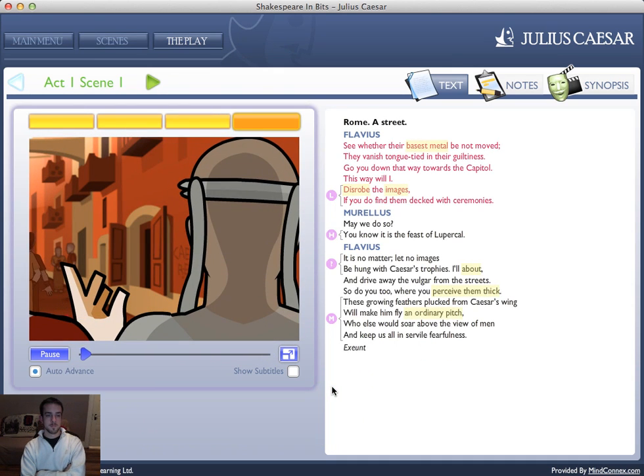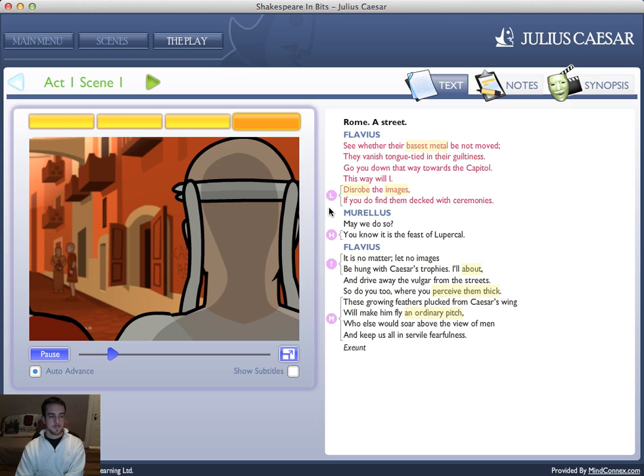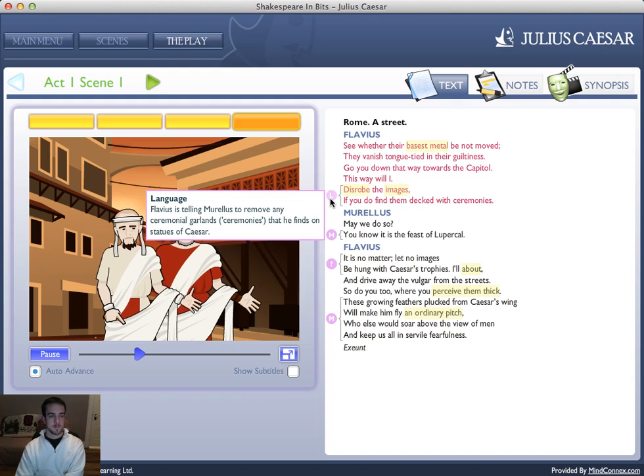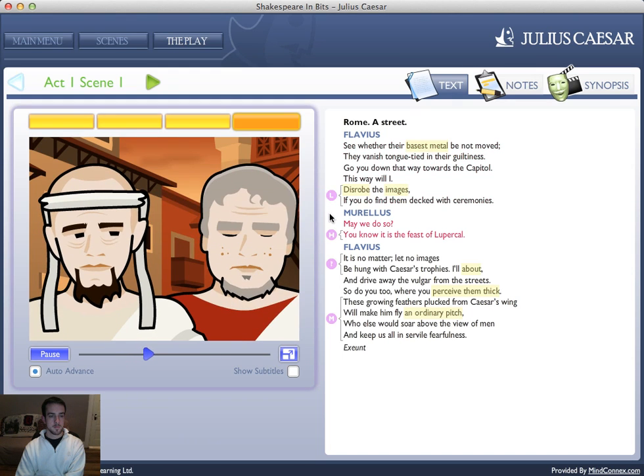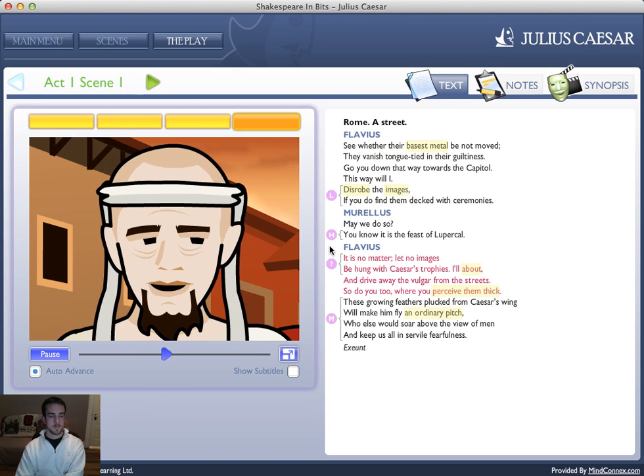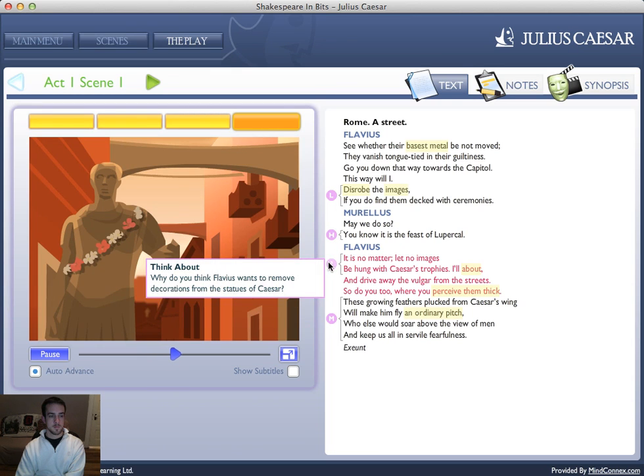See where their basest metal be not moved. They vanish, tongue-tied in their guiltiness. Go you down that way towards the capital. This way will I. Disrobe the images if you do find them decked with ceremonies. May we do so? You know it is the feast of Lupercal. It is no matter. Let no images be hung with Caesar's trophies.